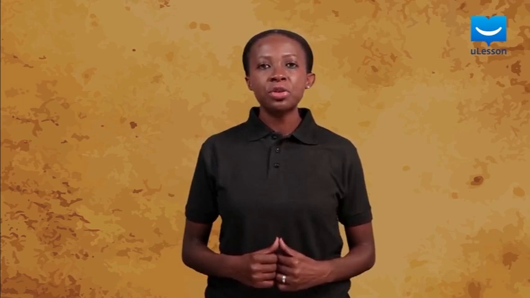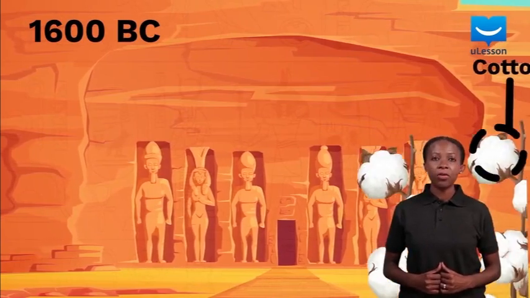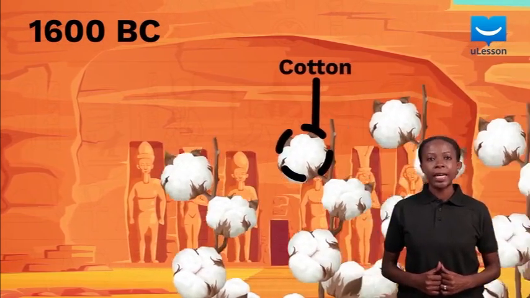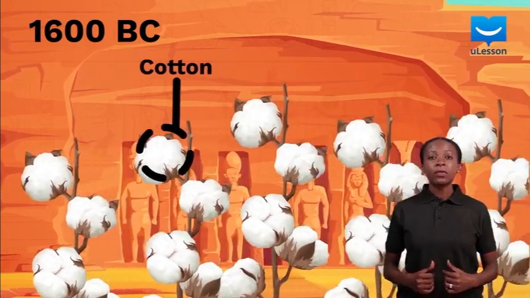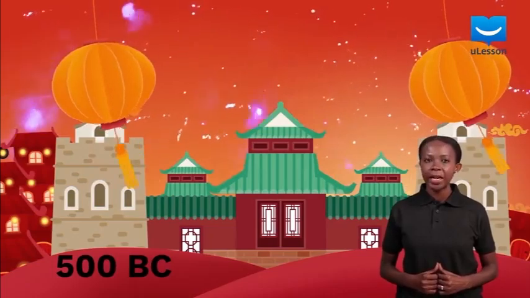The origin of the practical uses of sulphur can be traced to the Egyptians as early as 1600 BC. The Egyptians used a compound of sulphur known as sulphur 4 oxide for bleaching cotton. Sulphur was also used for making fireworks around 500 BC in China.